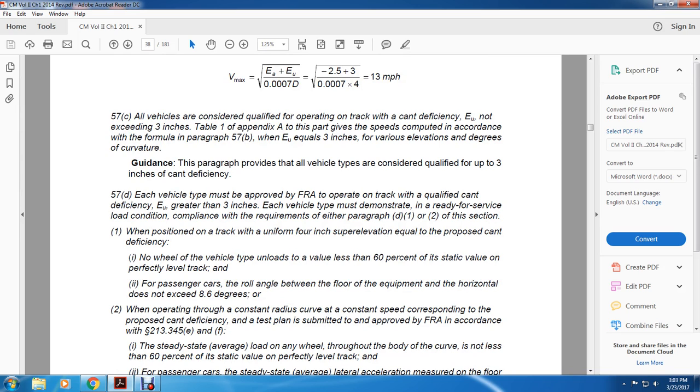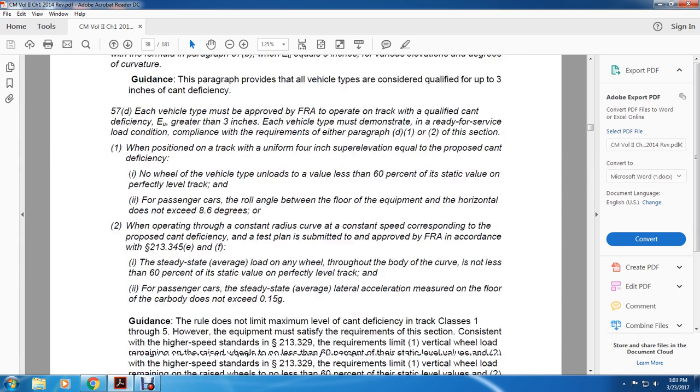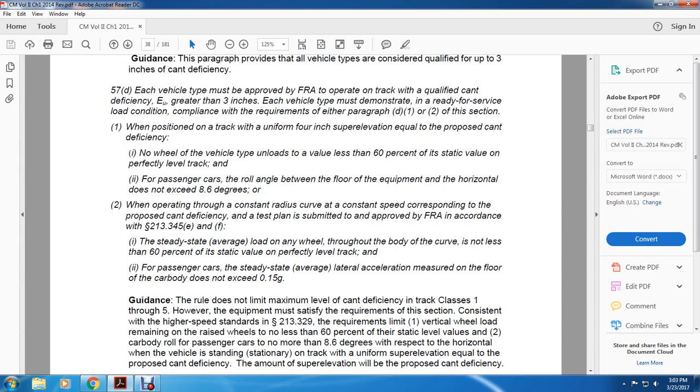57C, all vehicles are considered qualified to operate on the track at cant deficiency EU not exceeding 3 inches, of the table 1 appendix A, giving the speed computed in accordance with the formula 57B, EU equal to 3 inches, of the variance of the elevation and degree of the curve. Guidance: the paragraph provides all vehicle types are considered qualified up to 3 inches of cant deficiency. Each vehicle type must be approved by the FRA to operate on the track qualified at cant deficiency EU greater than 3 inches. Each vehicle type must be demonstrated ready with the local condition for compliance with requirements for EU of paragraph D1 and 2 of the section.